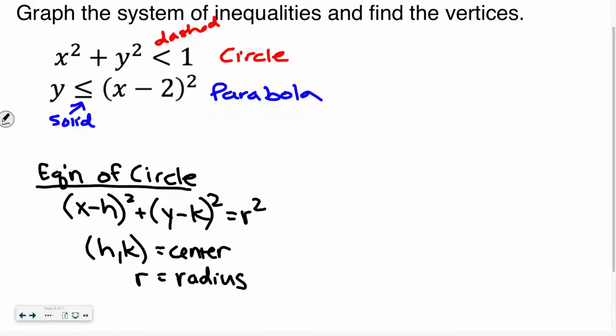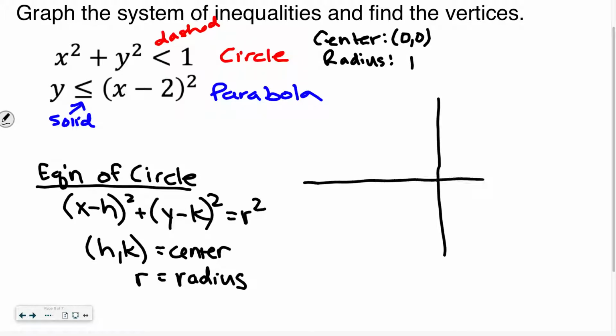So looking at my equation, what must be the center of my circle? It must be 0, 0. And what is my radius? 1. Yes. The square root of 1 is 1. Probably an easy thing for a lot of us to forget is if it was x squared plus y squared equals 4, don't forget that the radius is not 4, the radius is 2, the square root of 4. Right? Because it's equal to r squared.